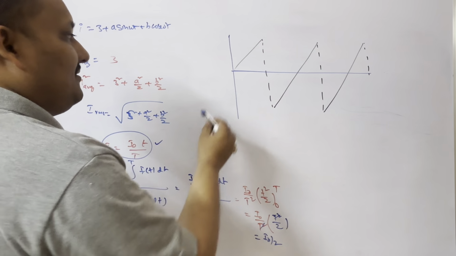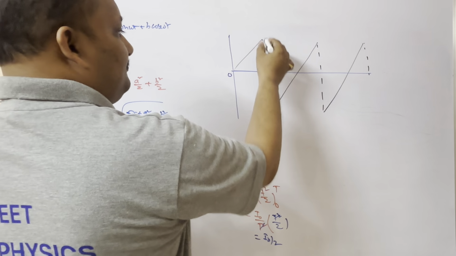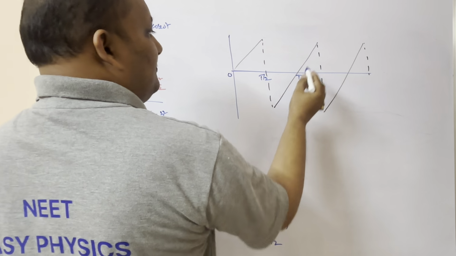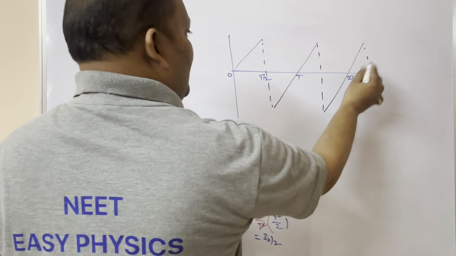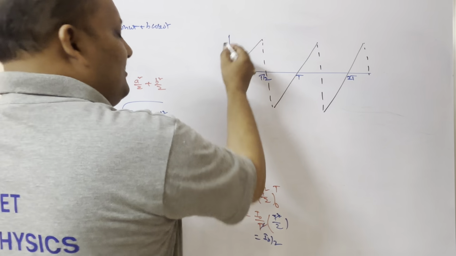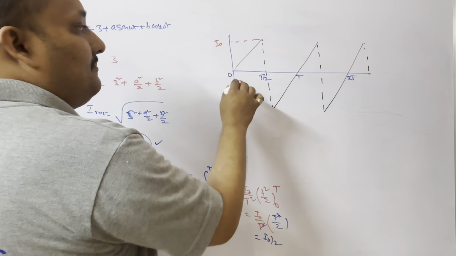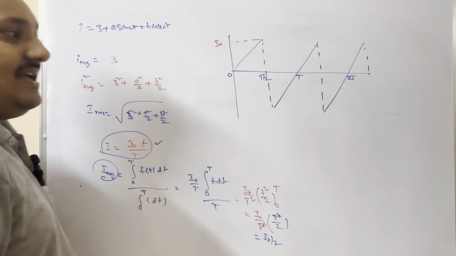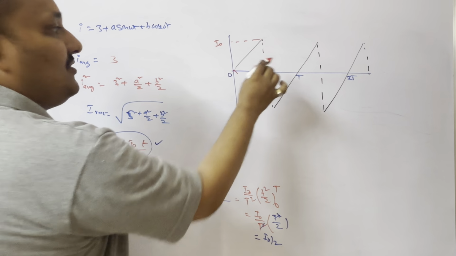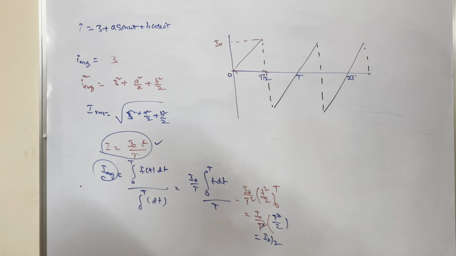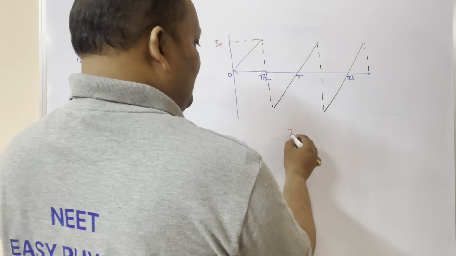So for this, they will give 0 to t by 2, t, 2t, like this. This value is going to be I naught. Then what is the average current between 0 to t by 2, they asked. What does average current mean? In two ways you can do.